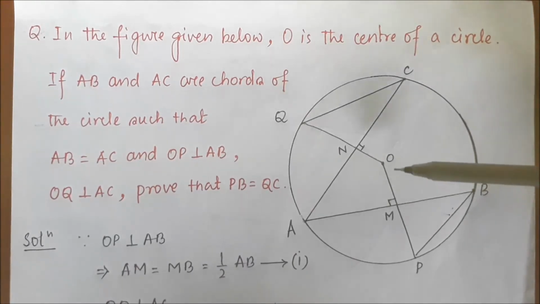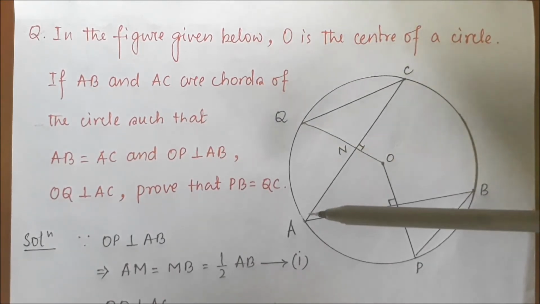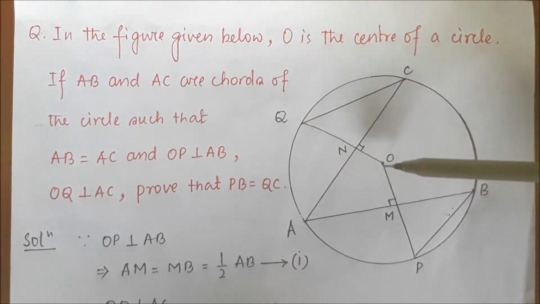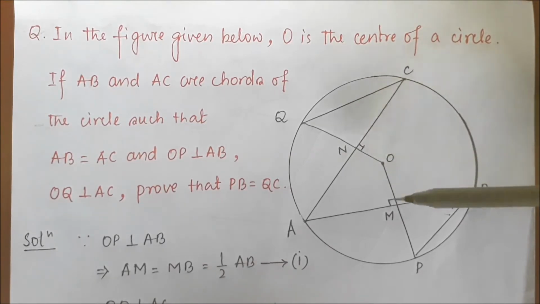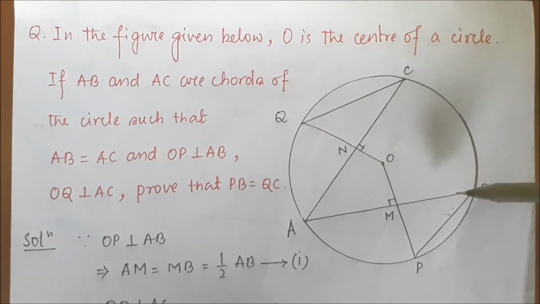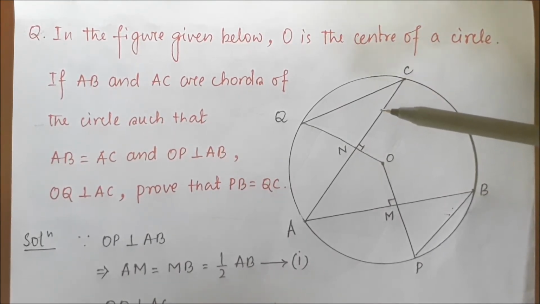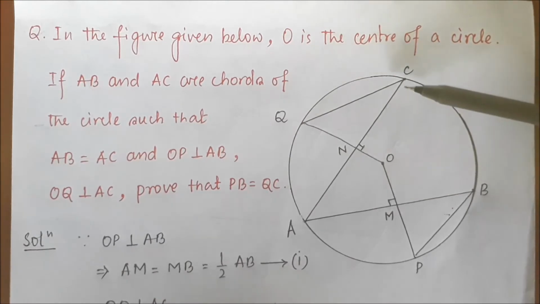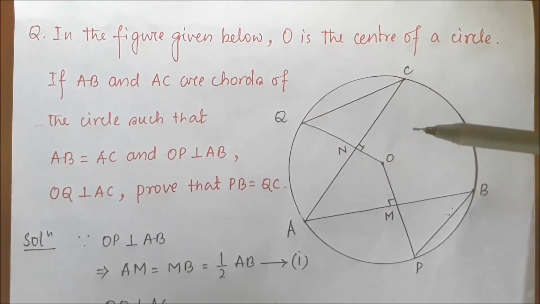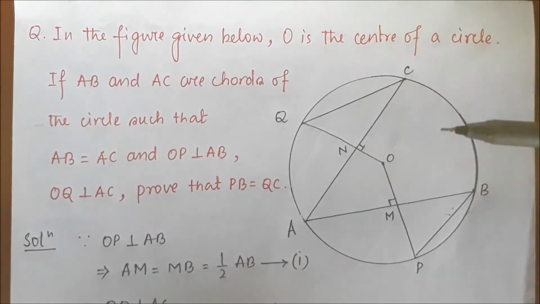Now see, OM is perpendicular to AB and ON is perpendicular to AC. Now, if a line is drawn from the center perpendicular to the chord, it bisects the chord. So, we can say that AM equals MB, AN equals NC. And since AB and AC are equal, half of both will be equal to each other. That means half of AC equals half of AB. So, we can say that NC is equal to MB.